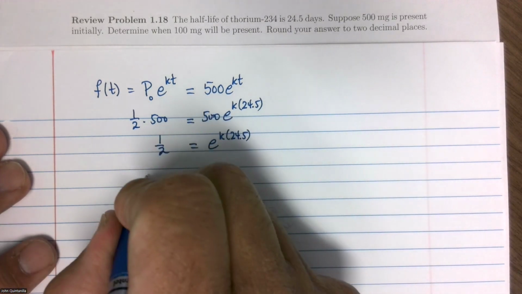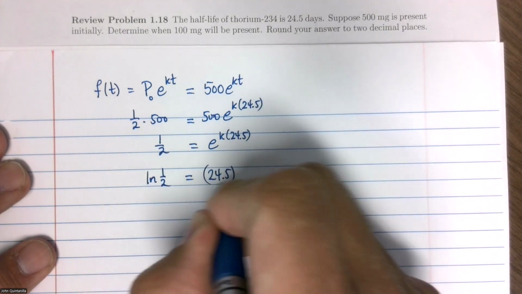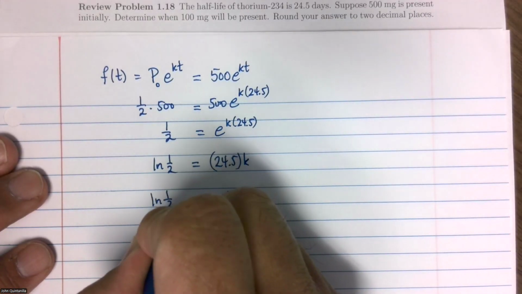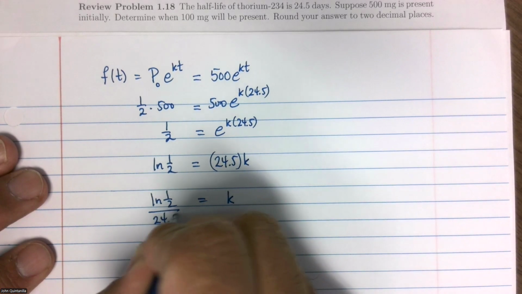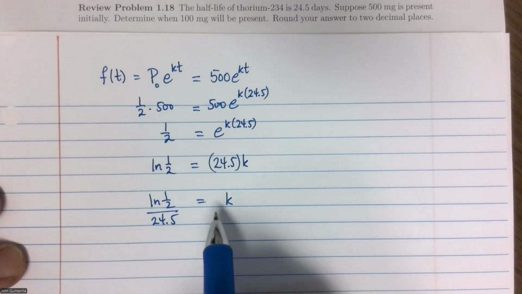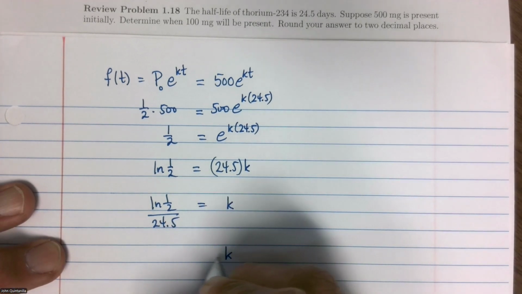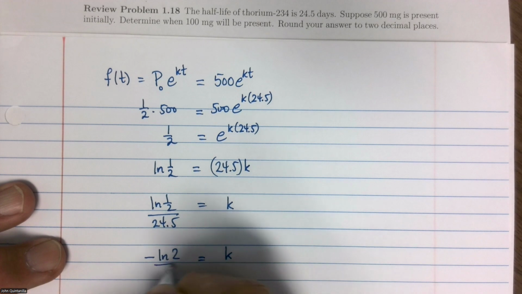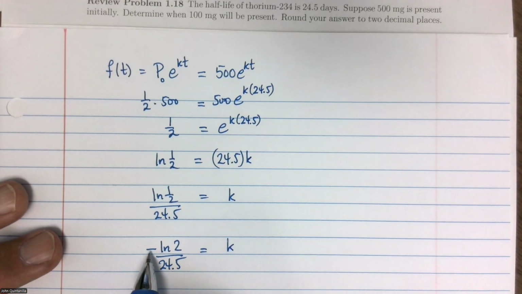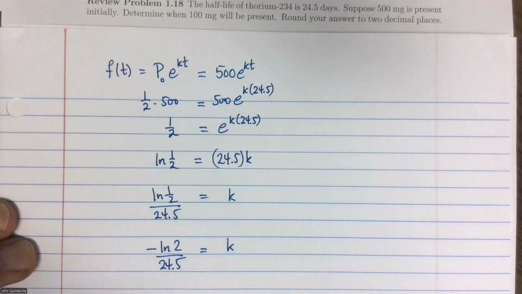All right, to solve for k, natural log of 1/2 is equal to 24.5 times k, so that k is equal to the natural log of 1/2 divided by 24.5. Now I derived this for the sake of review. This is a formula that we derived in class. We actually saw also that k is equal to negative natural log of 2 divided by 24.5. So this makes it more explicit that this is a negative number, since the natural log of 1/2 is negative.